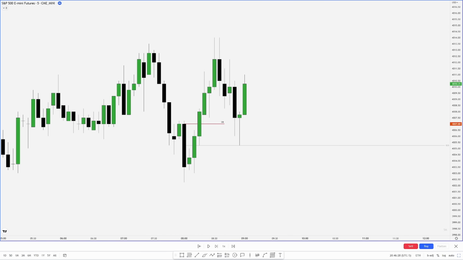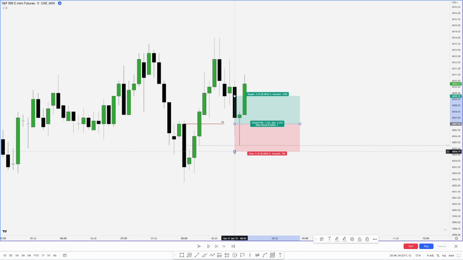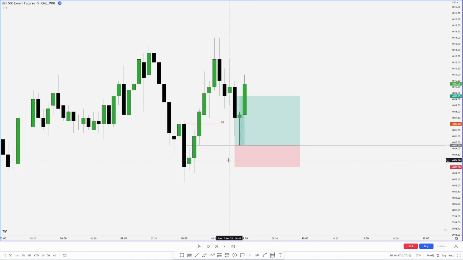The reason I find benefit in using the mean threshold is using my entry on the open, I would have to have my stop here or at the low, versus with the mean threshold, you can see my stop size reduces from 3.5 points to 1.75 points.